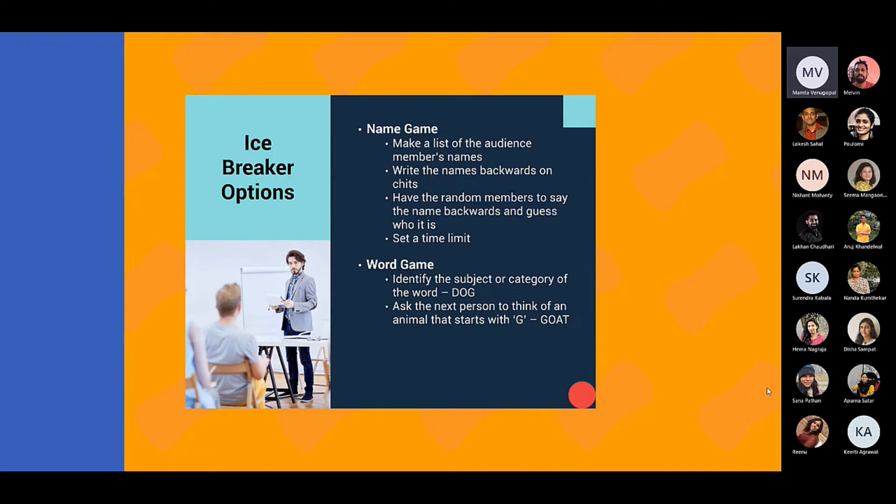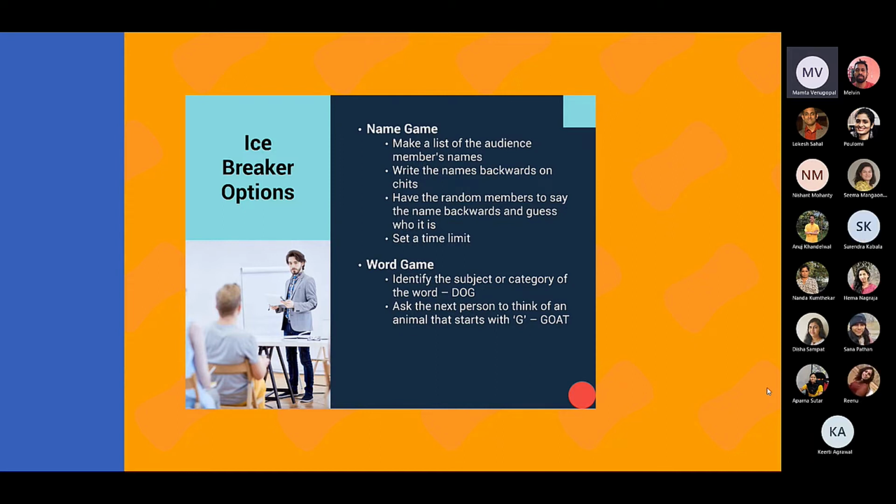Now that you've got an idea of what the game is about, can we play the word game? Anyone? Yeah, sure. We've got categories like colors, movies, or places. For now, we'll just go with places. Sure, Mamta. I'll start with an easy one. I'm starting with Delhi.